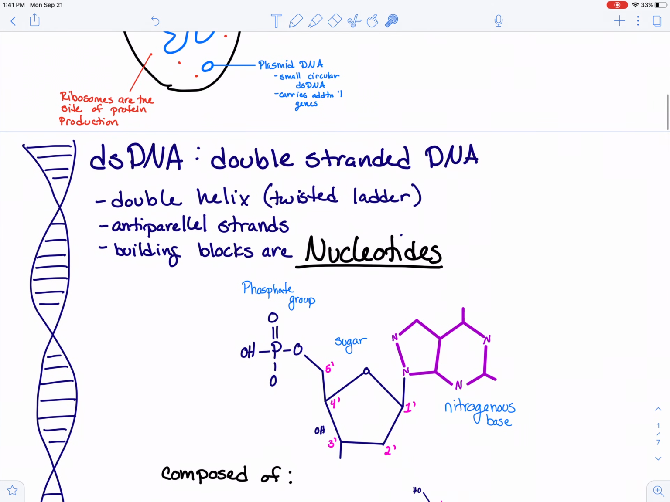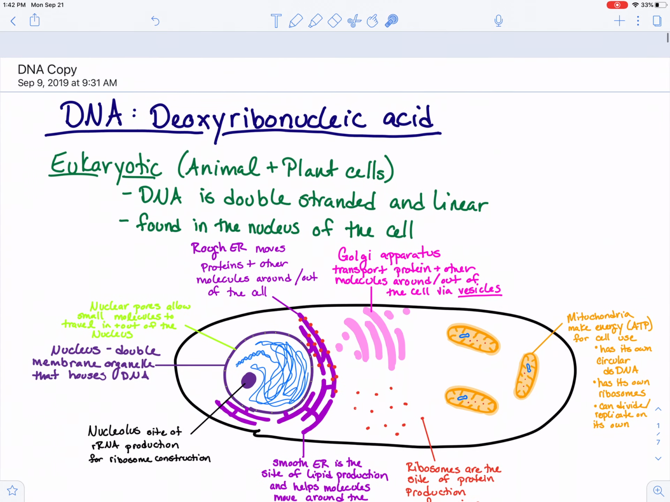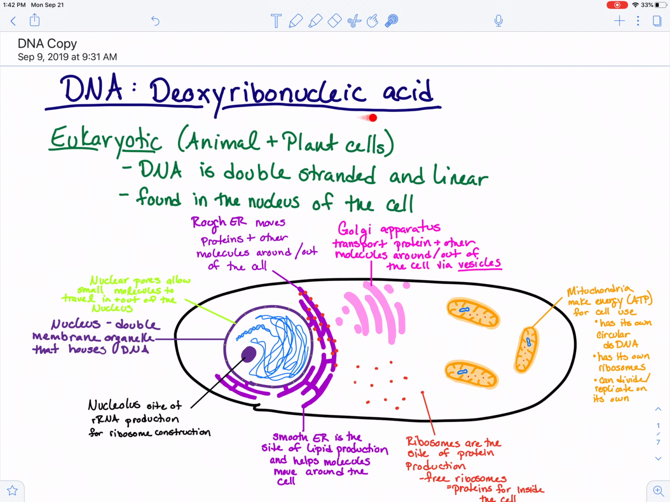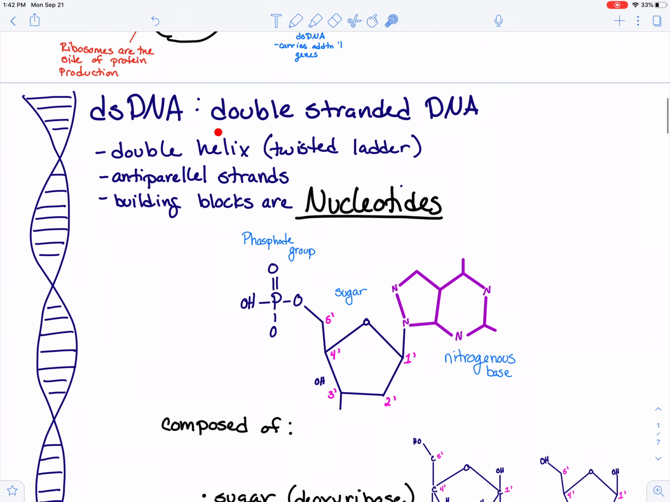So we talked a little bit about both of those cells having DNA. Now let's talk a little bit about what DNA is. If you remember back to our biological molecules unit, we talked about the building blocks of nucleic acids. DNA is a type of nucleic acid. It stands for deoxyribonucleic acid. DNA is double-stranded, so I'll show you what that means in a little bit. It's sometimes referred to as a double helix or a twisted ladder. They have what are known as anti-parallel strands, and the building blocks are known as nucleotides.